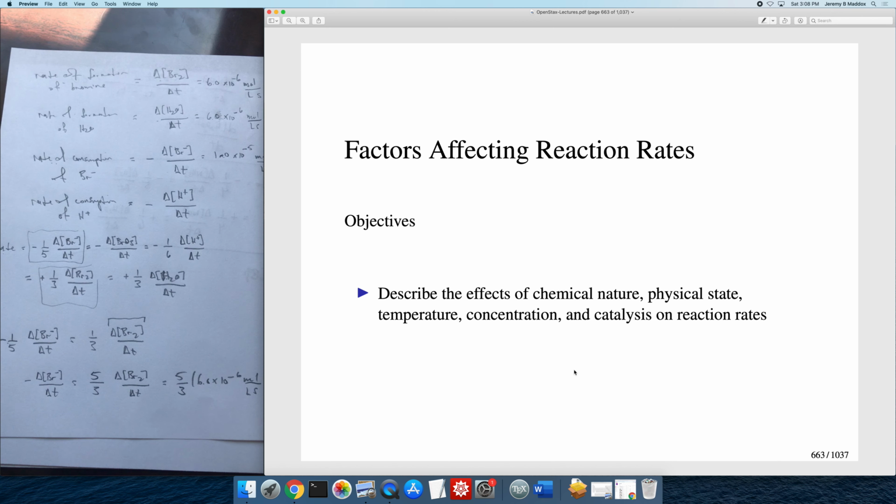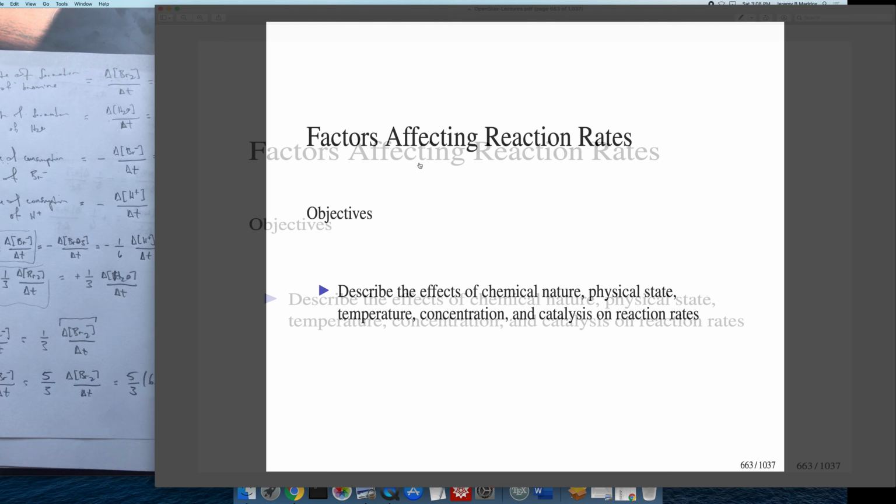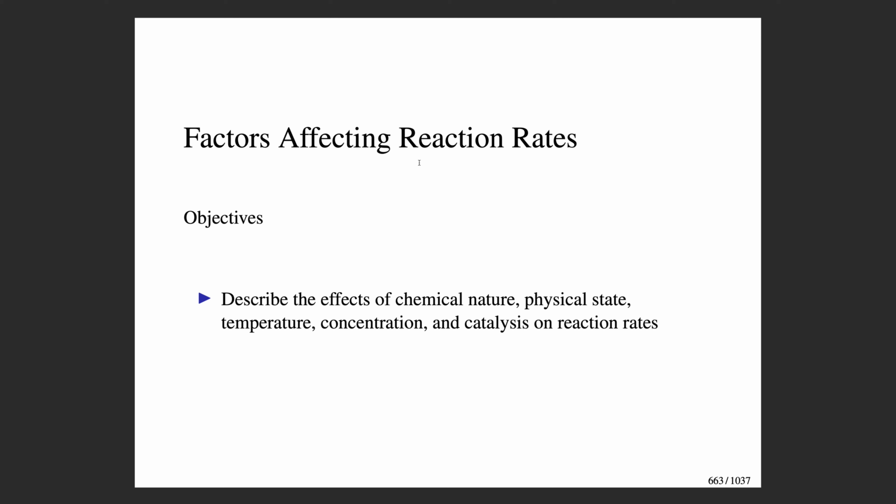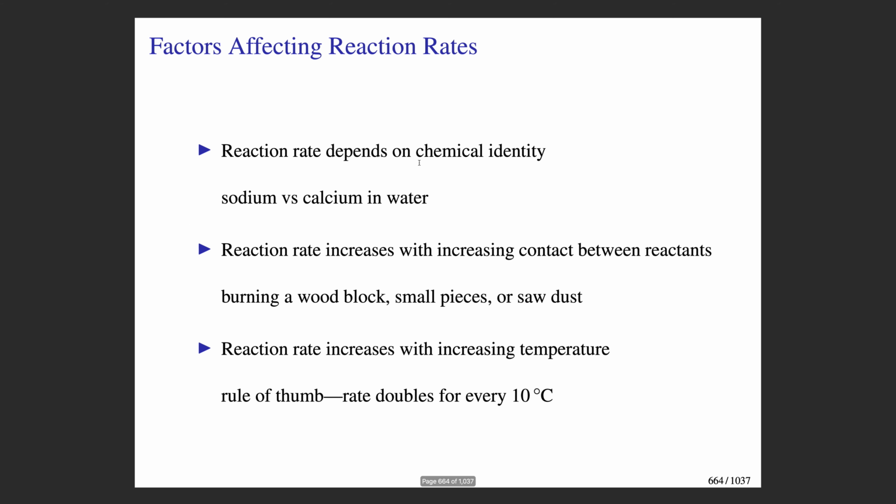This is a very short section, so I'm going to go ahead and cover this one. Factors that affect reaction rates. There are different factors that affect the reaction rate, and we'll talk about each of them in detail in further sections. So this is kind of an introduction to the rest of the chapter. One thing that affects the reaction rate is the identity of the compounds participating in the reaction.